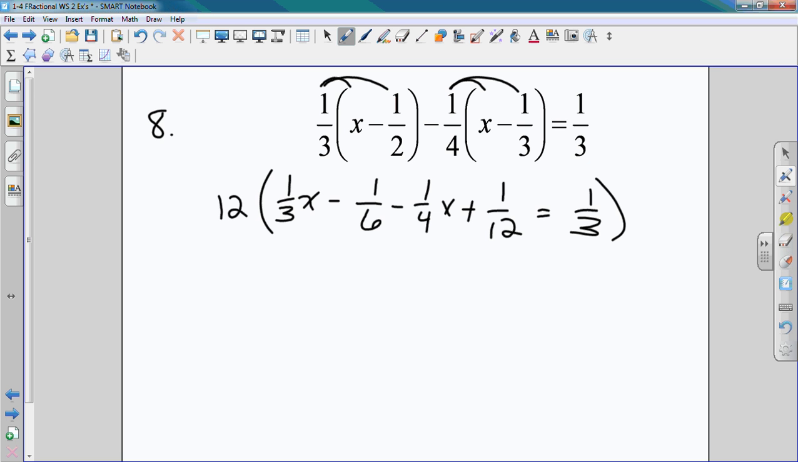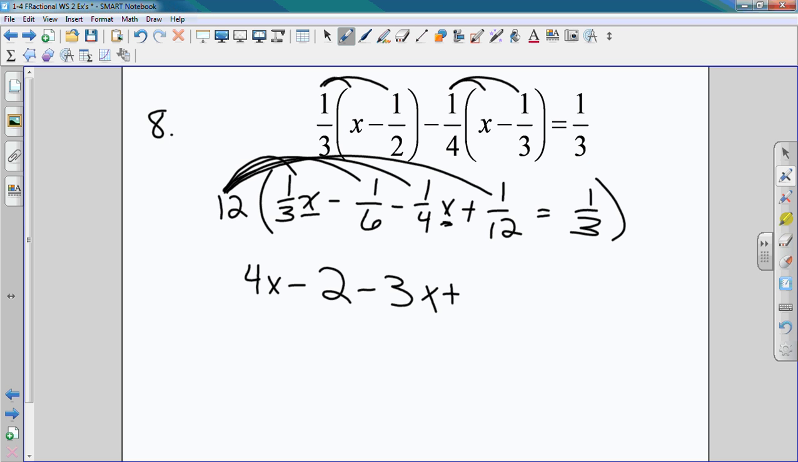Now, I want to show you a trick. You see how everything has a 1 on top? When you multiply by 12, you can just go 12 divided by 3 is what? So you're left with 4x. Minus 12 divided by 6, 2. Minus 12 divided by 4 is 3, plus x. Don't forget that x guy. Plus 12 divided by 12, 1. Equals 12 divided by 3? And there it is. Now you have to solve the equation.